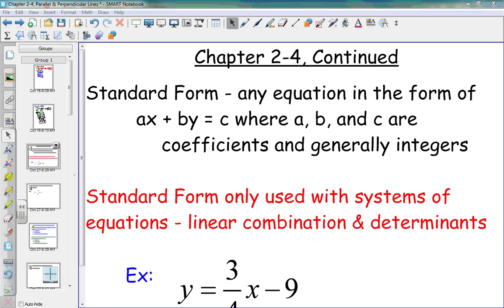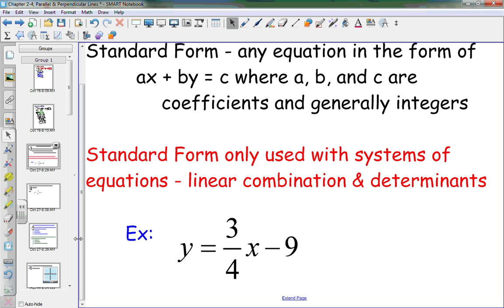Standard form is going to be any equation in the form of ax plus by is equal to c, where a, b, and c are coefficients and generally integers. Okay, an integer is any positive or negative whole number, including 0. Remember that? Okay. Standard form is generally used for systems of equations, linear combination, and determinants.